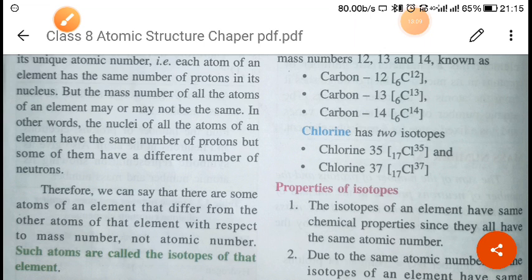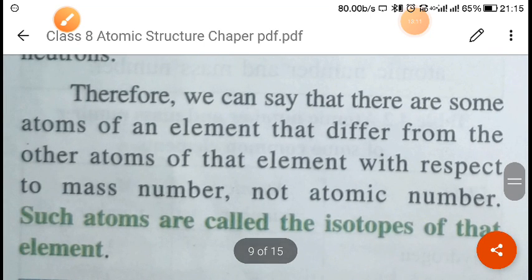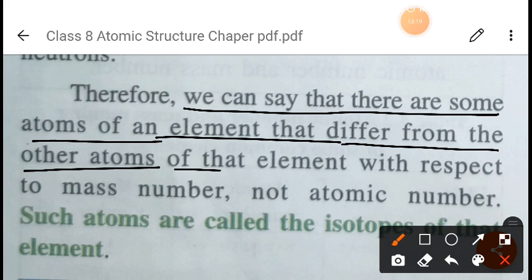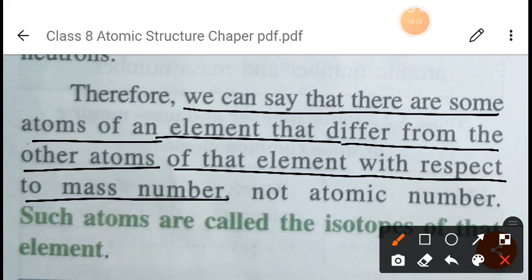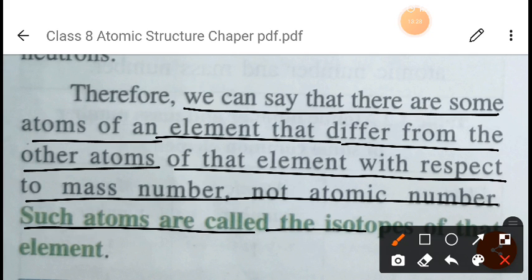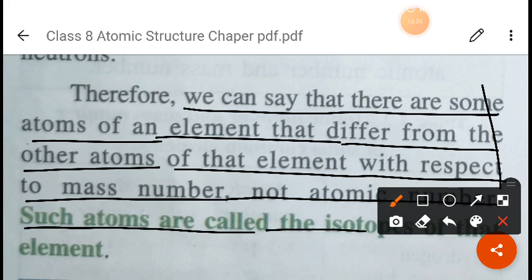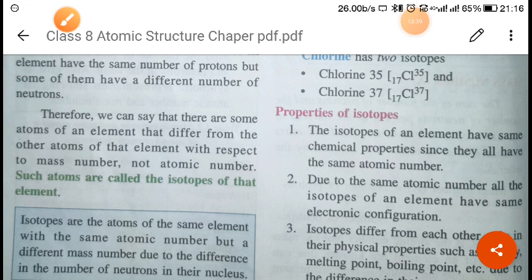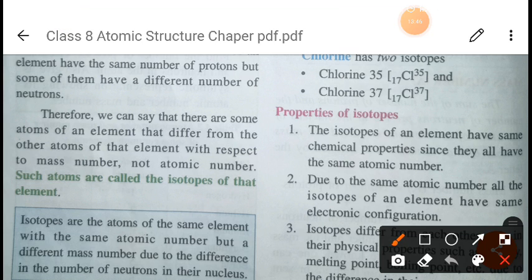So therefore we can say that there are some atoms of an element that differ from the others of that element with respect to the mass number, not the atomic number. Then such atoms are isotopes of that element. Isotopes means atoms of the same element having the same atomic number but different mass number.